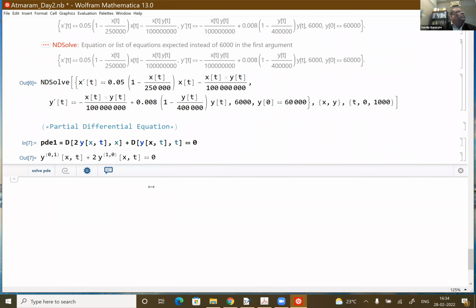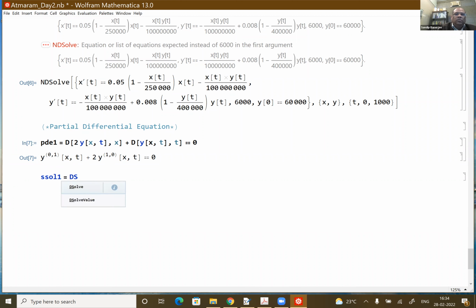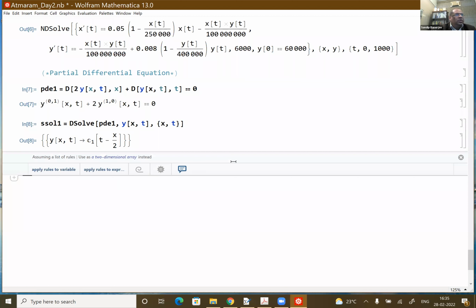So Solve 1: DSolve PDE1. Your dependent variable is y, and your independent variables are x and t. So you are solving this PDE, which is under this PDE1, and this should solve. Yeah. So it gives you some solution.